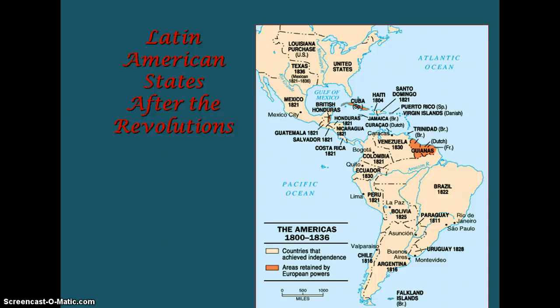So what happened with these Latin American states? You can see all of them here. You can see Bolivia, named after Simón Bolivar, and then, of course, Central America and the Caribbean has all sorts of different places that are marked off as independent, and the year that also goes with each country.